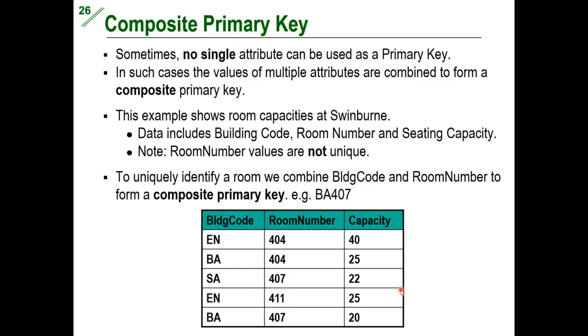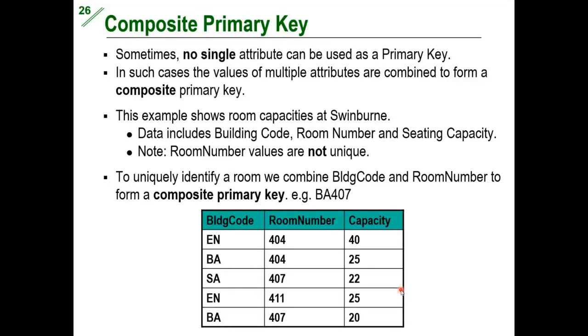Sometimes we need to have a composite identifier. Sometimes we need to combine 2 or 3 or 4 columns in a specific table to make it one primary key or single primary key. It's not so easy. Now let's go through a small example. Think about a university like Swinburne. We have buildings and rooms, right?